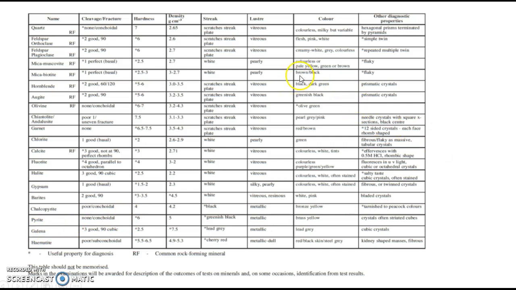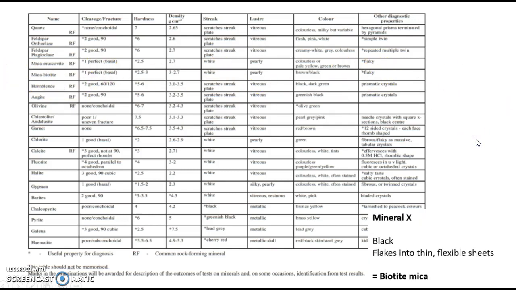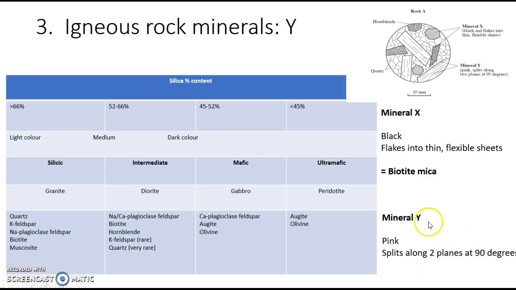Let's just look up here. So I'm going to look across here, and I'm going to try and find something that describes flaky crystals. Goodness me, there it is, flaky crystals. Brown-black, biotite mica. We know that is in silicic and intermediate rocks, so mineral X is most likely to be biotite mica. So what about mineral Y then?